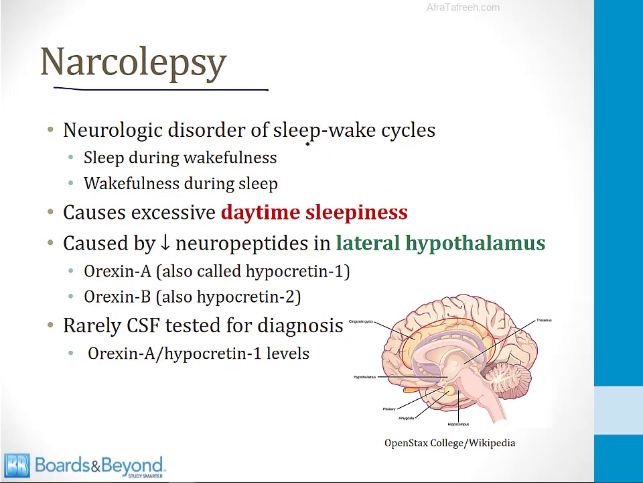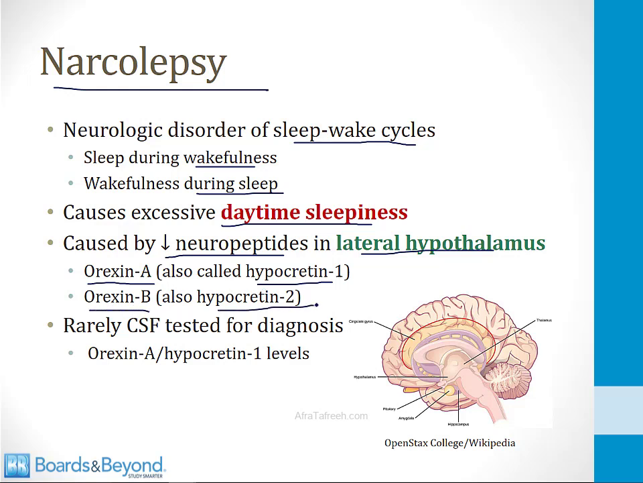For the rest of this video, we'll talk about narcolepsy, which is the classic sleep disorder. Narcolepsy you can think of as a neurologic disorder that involves abnormal sleep-wake cycles. Patients sleep during wakefulness and they're awake when they should be asleep. Patients who have this disorder often complain of excessive daytime sleepiness, and we'll talk more about that later. This disorder is associated with and believed to be caused by decreased levels of neuropeptides coming from the lateral hypothalamus. The two neuropeptides that have been implicated are one called orexin A, also called hypocretin 1, and another one called orexin B, which is also called hypocretin 2. And very rarely, usually in research circumstances, the cerebrospinal fluid can be tested to make a diagnosis of narcolepsy by identifying the level of orexin A, otherwise known as hypocretin 1.